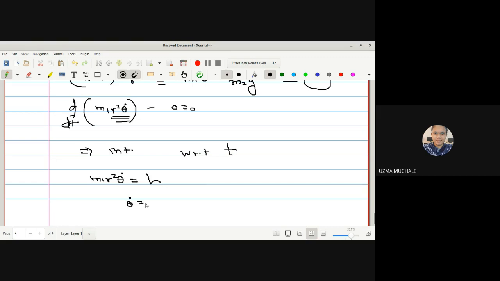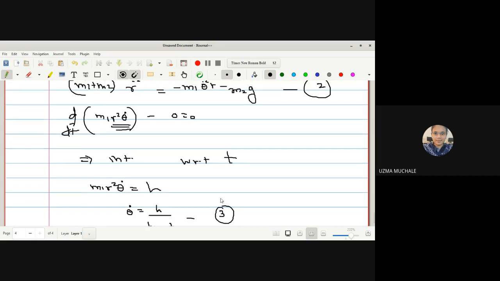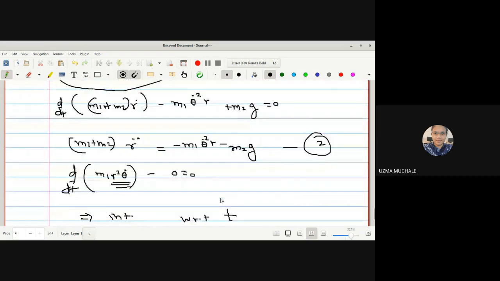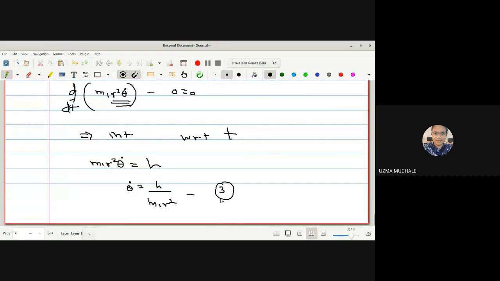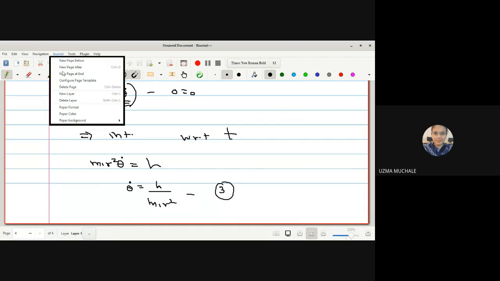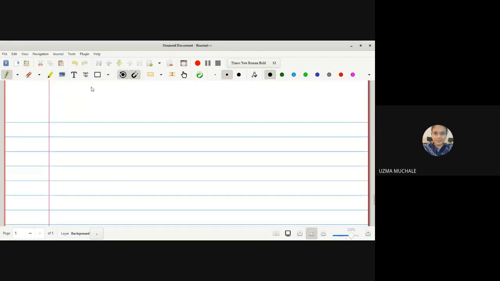So I can put theta dot is equal to h upon m1 r square. Let us name it as equation number 3. So using this equation 3 in our equation 2, we get the theta dot term. Now you just have to combine these two equations and solve. Using equation 3 in equation 2, we get r double dot (m1 plus m2) is equal to m1 r theta dot square.